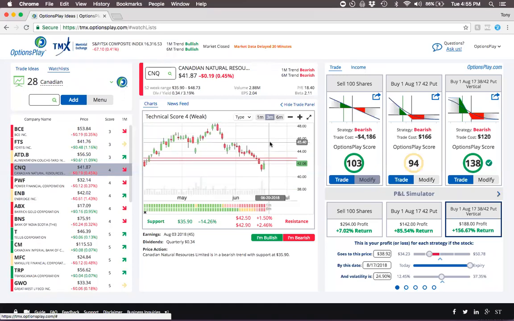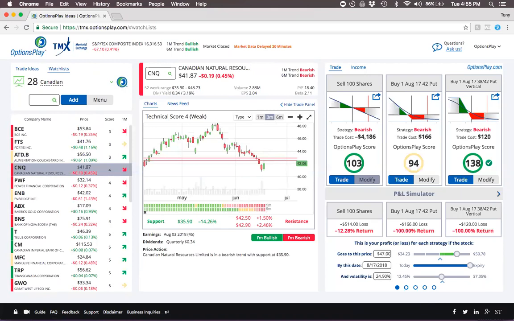Vice versa, if let's say the stock happens to jump back up to 46, 47, what do you lose? What are you risking? That's also something very important to look at. If you shorted the stock, you lose $514. If you bought this put, you lose only $166, about a third of that. If you bought this put spread, you only lose $120, only a fifth of that.